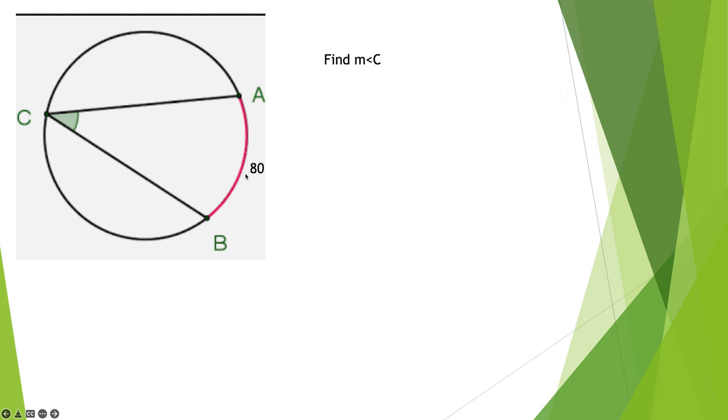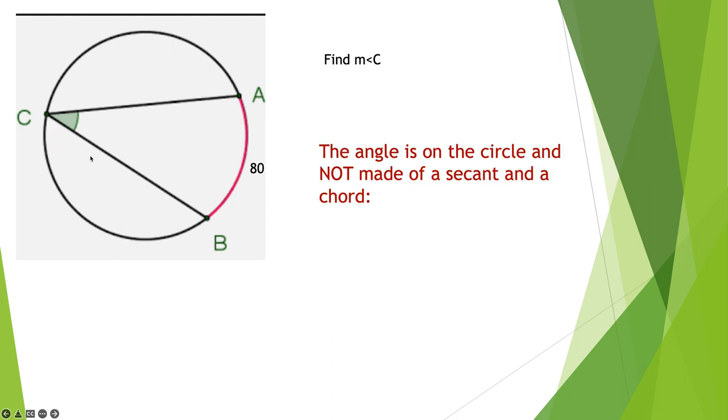Try this one. Okay, so like before, angle C is on the circle. It's an inscribed angle. It's not made up of a secant and a chord. So therefore, the angle is half the arc. Half of 80 is 40.